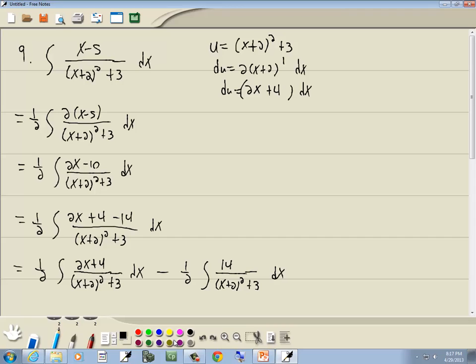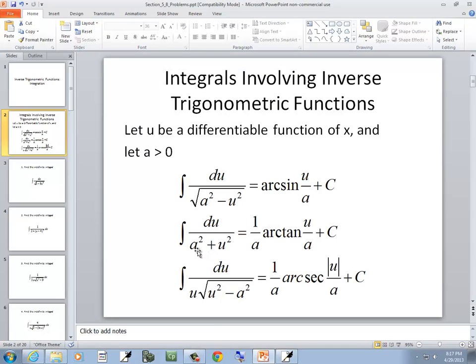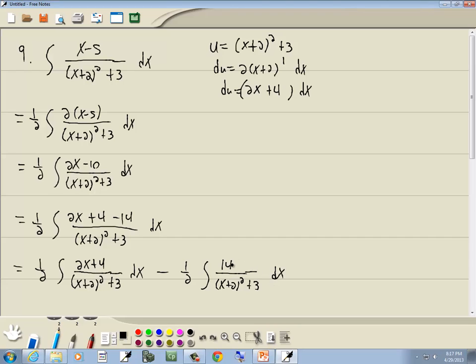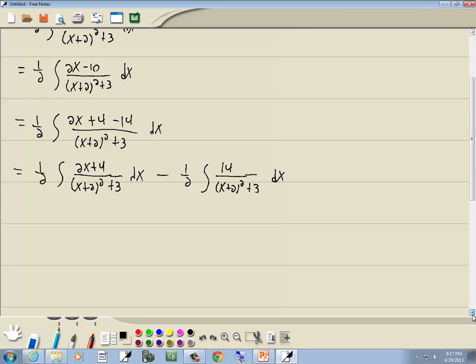Well, the first one works real well with our U-substitution we were proposing up above, because everything matches. We got our 2x plus 4, we got our dx, 2x plus 4 dx, and this is u, so that works perfect. And now looking at our second integral, we have something squared plus something squared, and there's nothing up on top. Well, we got a 14, but we can take that and put that out in front. So everything looks like it's going to work out really nice.